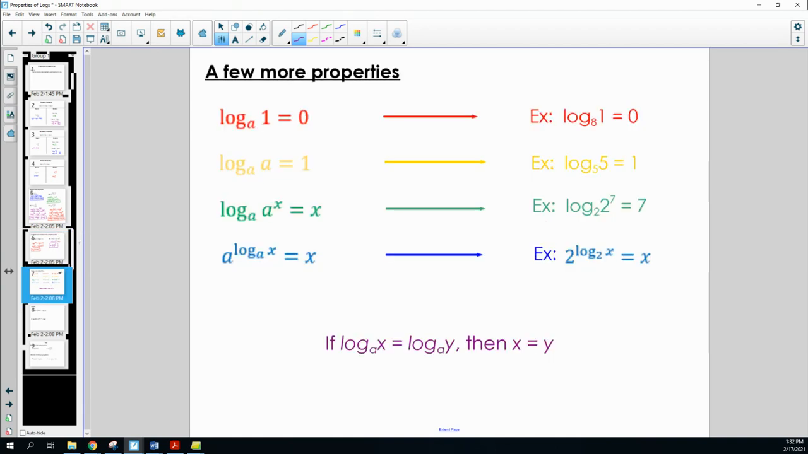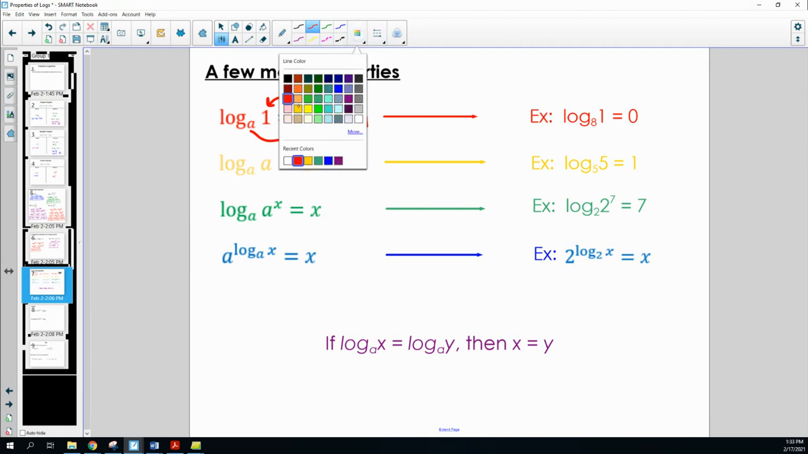Okay, there are a few more properties that are good to know. They come up sometimes, so here they are. You can write them down. If you change forms, they make sense as to why. So I'm just going to walk through this real quick. If I change forms here using my little counterclockwise circle, I would have a to the 0 equals 1, which makes sense because anything to the 0 power is equal to 1. Okay, so we get that.